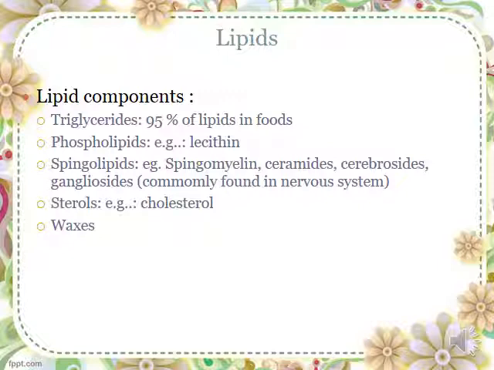The second component of lipid is phospholipid, for example lecithin, which is found in soya. Third is sphingolipids, for example sphingomyelin, ceramide, cerebrosides, gangliosides, which are commonly found in the nervous system. Next is sterol, for example cholesterol, and last is waxes.